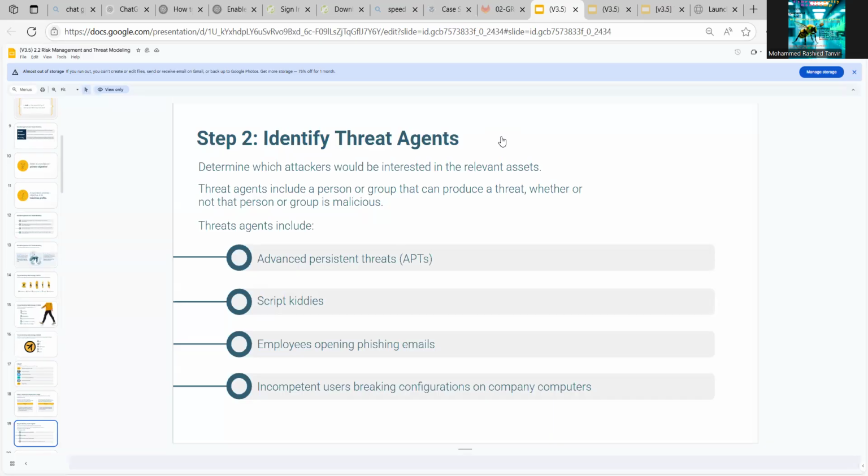A threat agent is a person or group that can actualize a threat, whether they are malicious or not. Examples include advanced persistent threats (APT), script kiddies, employees who open phishing emails, even incompetent users who break configuration on company computers. These are the identified threat agents. When we work with any company, this OWASP model is very important. You need to understand the OWASP model. How do you plan? What is the threat? How do you mitigate?